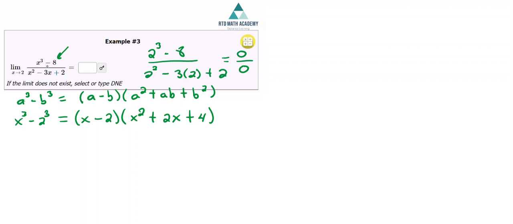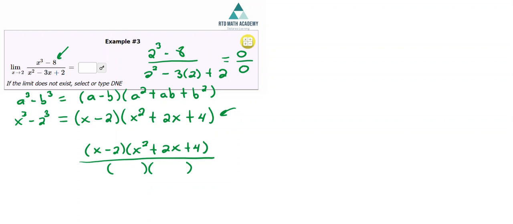So let's rewrite the top with our new factored form of that, and then we'll factor the bottom as well. So this becomes x minus 2, x squared plus 2x plus 4 all over. And now the bottom here, you guys have been doing this forever. We're looking for numbers that multiply to 2 and add to negative 3. So that's going to be 2 and 1, and then they're both negative. And then there you go. We get something to cancel. And this is how we know that we probably did it right.